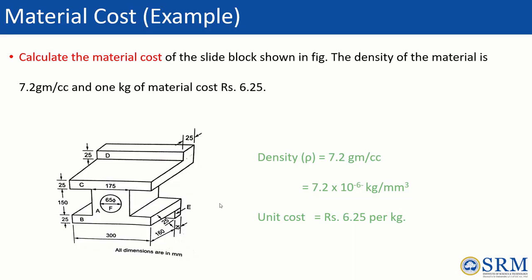So let's work through a more complex example, that is calculating the material cost of an H-shaped slide block shown here. We are given a material density as 7.2 gram per cc and 1 kg of the material costs rupees 6.25. To solve this efficiently without missing internal details, we break the block down into positive and negative volumes.